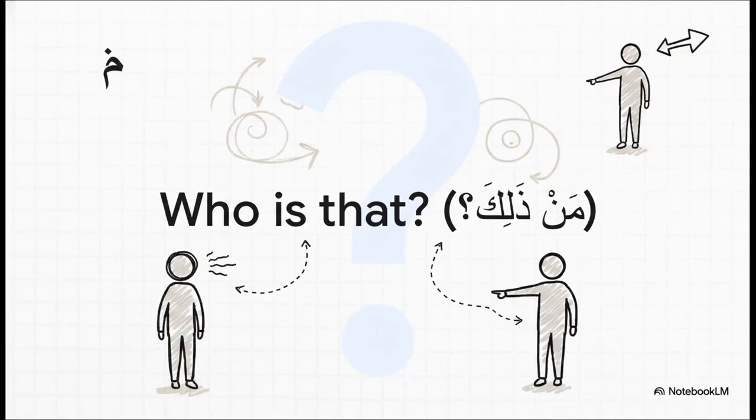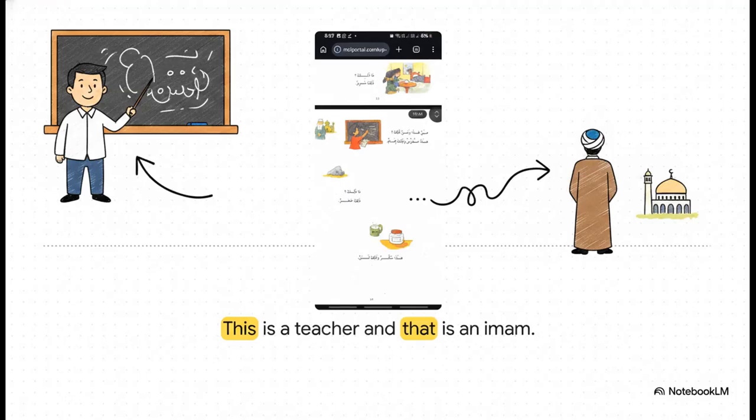But wait, what happens if we're asking about a person instead of an object? Well, we can't use ma anymore. We have to swap out what for who, using the word man instead. So man dhalika gives us who is that. Let's build this out into a slightly more complex comparison. Imagine a teacher is standing right close to the blackboard, but an imam is standing further away, in the distance. This sentence perfectly captures that whole scene. هذا مدرس وذلك imam. This is a teacher and that is an imam. And hey, remember that little attached wa we talked about earlier? Notice how it connects the two clauses perfectly right here, comparing the person nearby with the person far away.